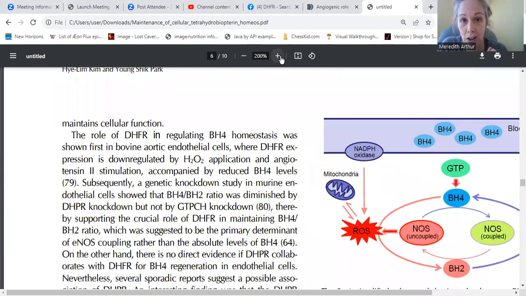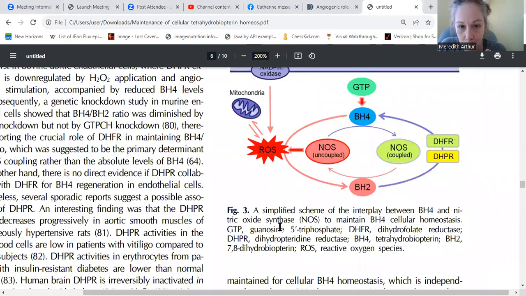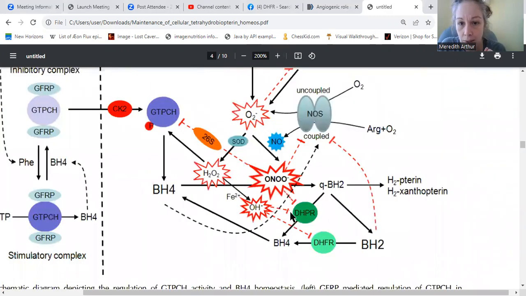So here's the other diagram that I think is really interesting. This other enzyme, DHPR, dihydropteridine reductase, that's right here. It can also convert BH2 to BH4. Where is that up in the previous diagram? Let's scroll back up. That's this one, DHPR. So that's going from QBH2 to BH4. So you can see that DHPR is blocked by peroxynitrite, and DHPR is blocked by hydroxyl free radicals.